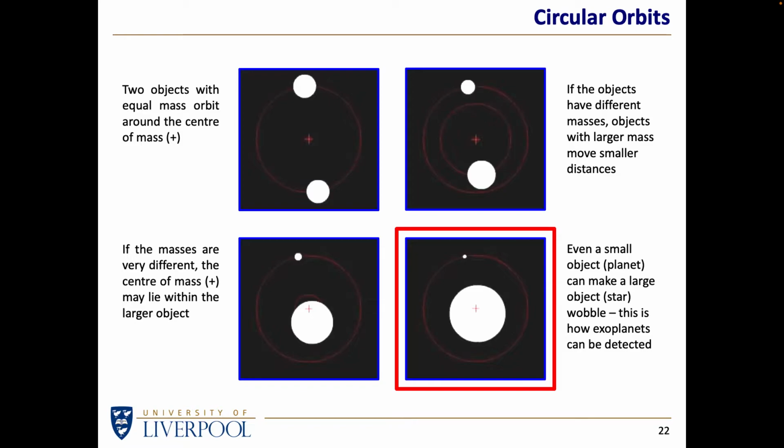And that's how exoplanets can be detected. We can't necessarily see the exoplanet, but because it's having this effect on the star, if we look at the spectrum of the star and look at the Doppler shift, the shifting to the red or blue end of the spectrum, we can see how much that star is moving, and we can infer the existence of an exoplanet simply by looking at the spectra of a star, even though we can't see the planet itself. So that idea is very useful for exoplanet detection.